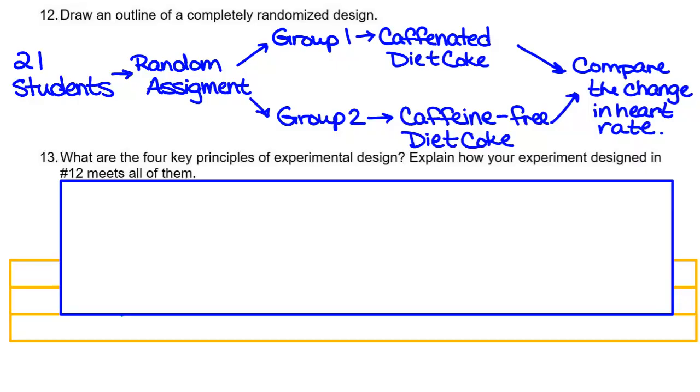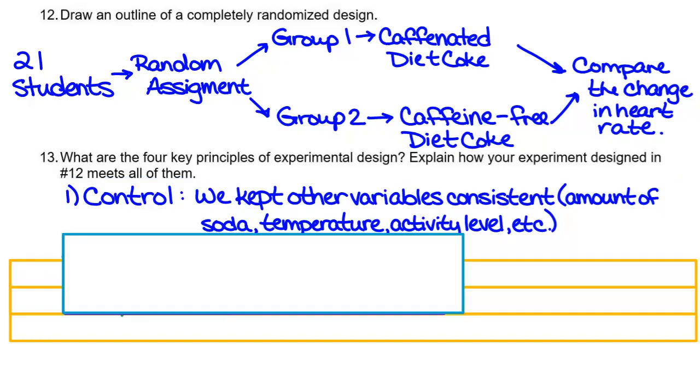Yes. Randomness or random assignment. Repeatability. There's one more piece. Control. Yes. We had control. We kept all other variables consistent. The amount of soda, everybody got approximately the same amount of soda. Temperature of the soda, temperature in the room. This was all the same for everybody. Activity level. We didn't have anybody in the corner doing jumping jacks. Everybody was pretty sedentary yesterday.